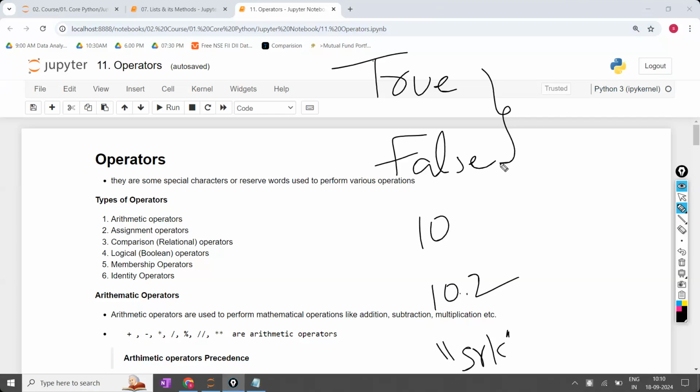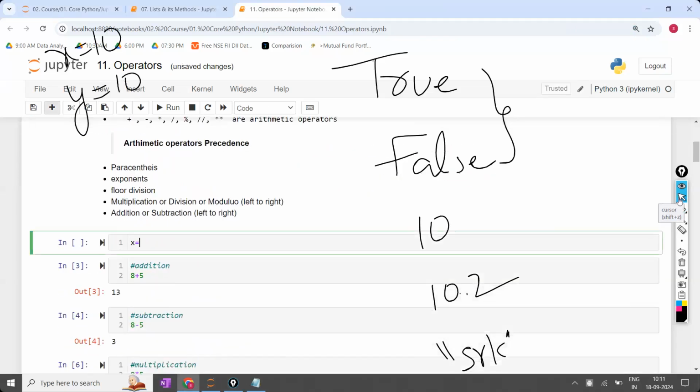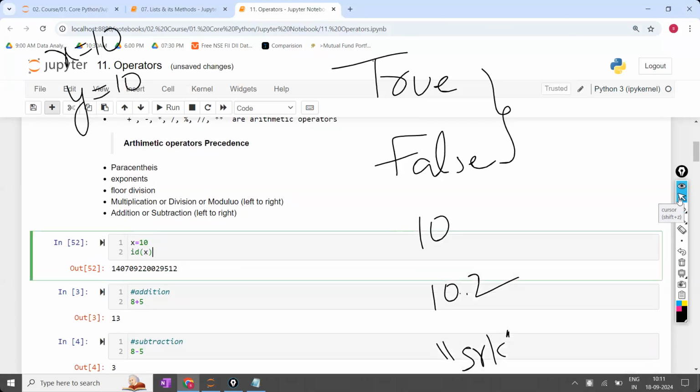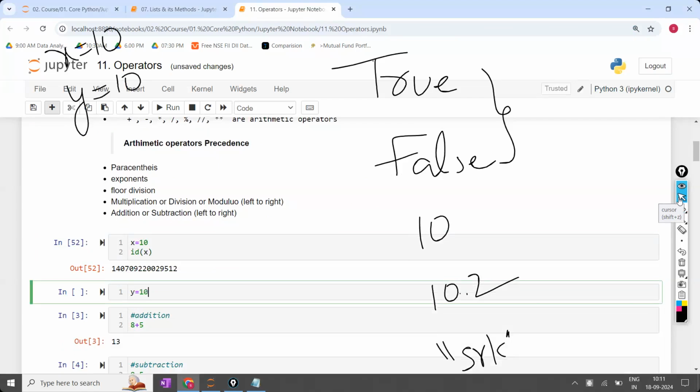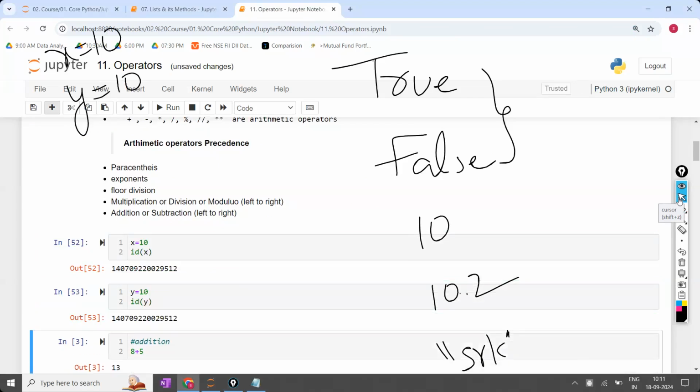Yes, Shrikant is asking the question, x is equal to 10, y is equal to 10. Both the objects are indicating the same object. Vaibhav, I will take your question also. I'm writing x is equal to 10 and asking the ID of x. Some ID. After that, I'm writing y is equal to 10 and also asking what is the ID of y. Same ID. Can you see? So both of them are indicating the same object. Object is one, but names are two.